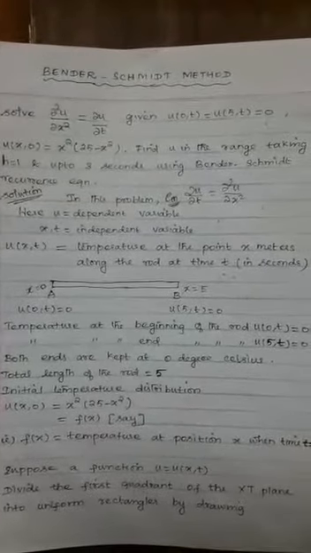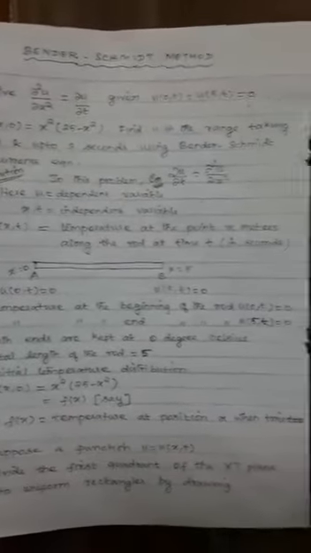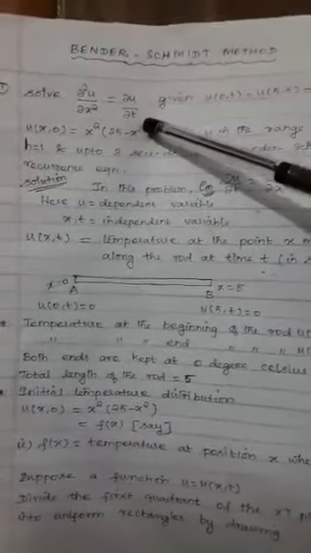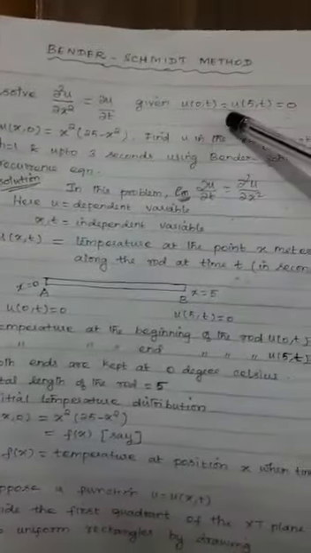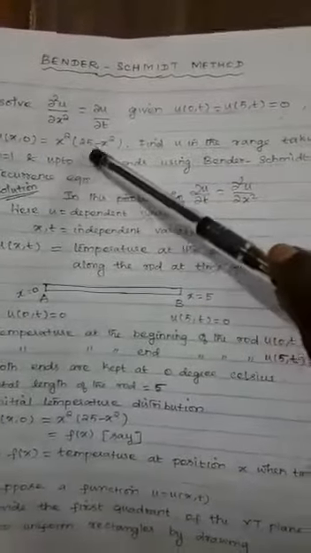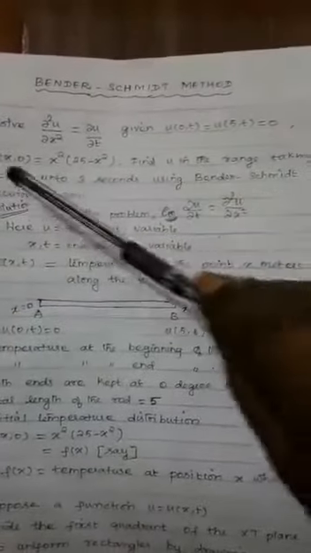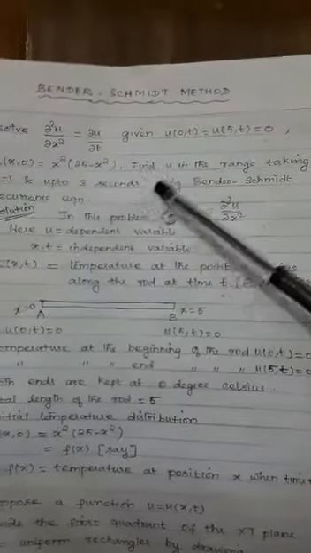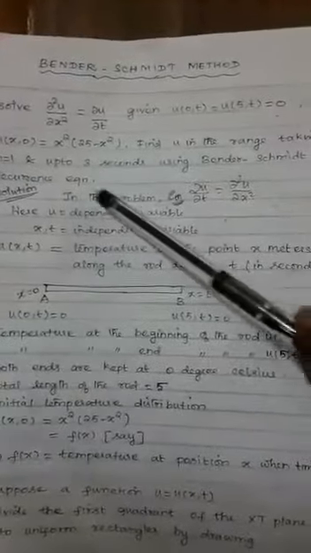Today let us discuss the topic Bender-Smith method. Consider an example. Solve ∂²u/∂x² = ∂u/∂t, given u(0,t) = u(5,t) = 0 and u(x,0) = x²(25 − x²). Find u in the range taking h = 1 and up to 3 seconds using Bender-Smith recurrence equation.